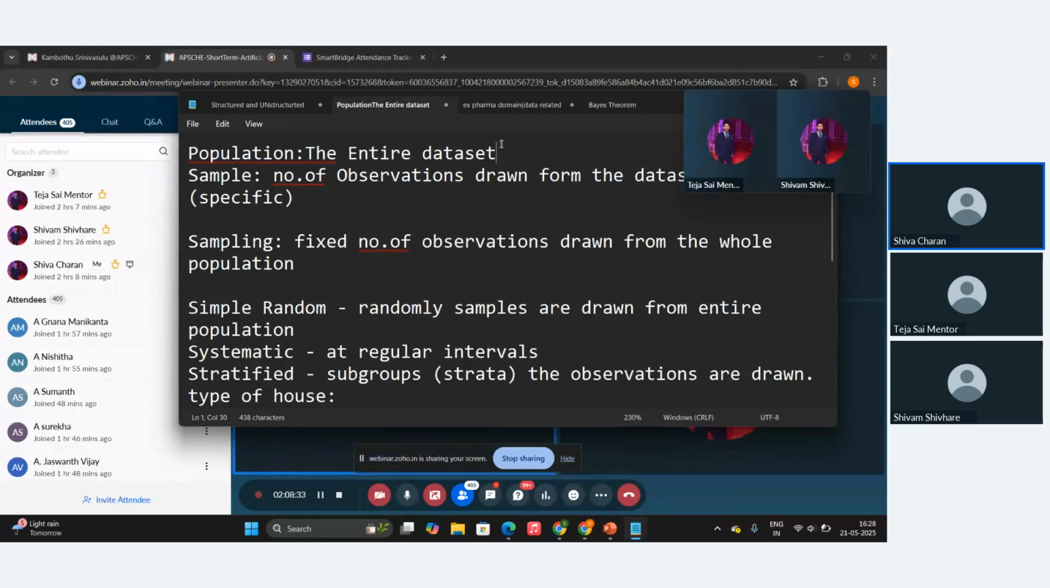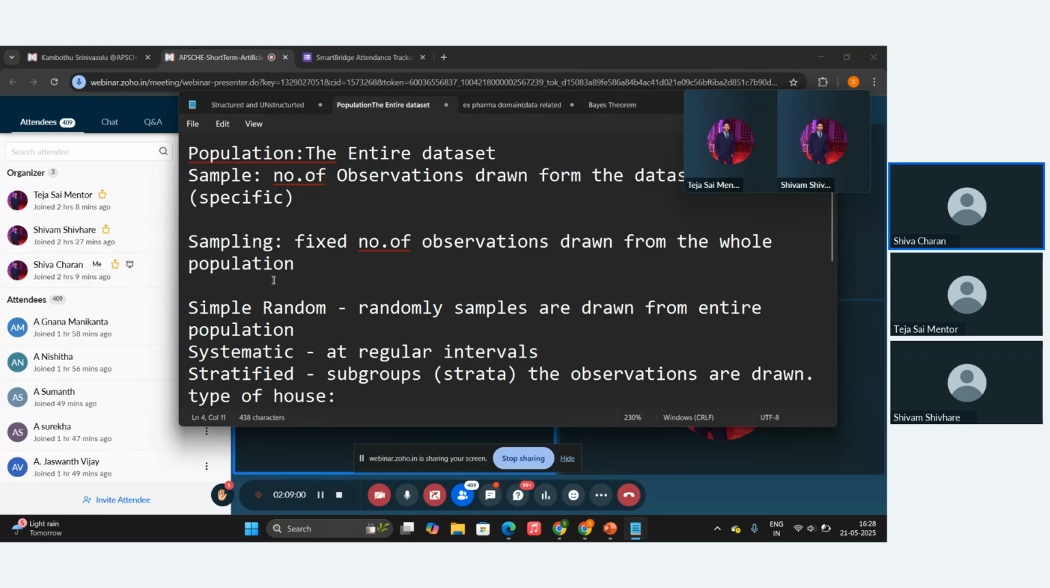That whole entire data set we'll be calling a population, and a sample is nothing but considering only a fixed number of observations. Sample or sampling is nothing but considering only a few specific data points from the whole entire data set. Considering only a few values from the whole data set is nothing but a sample, and for that sample we will be having a sampling process.